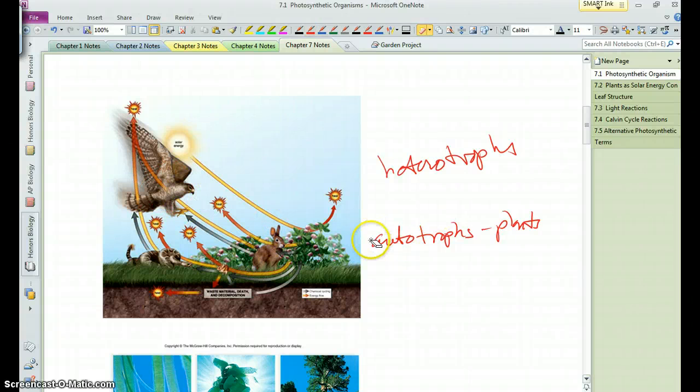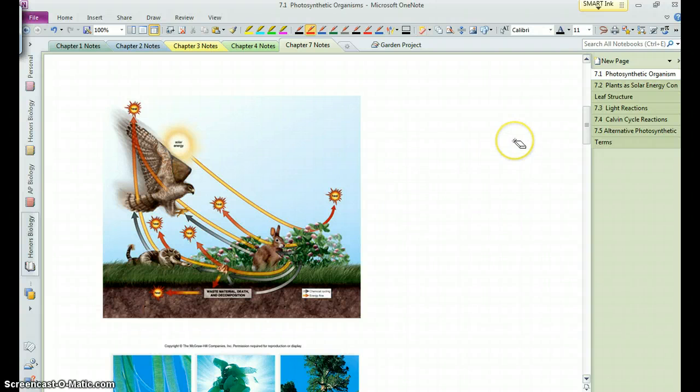You could say that basically the energy that we're getting in the foods we eat ultimately comes from the sun. And it's the plants that harness that sunlight energy and turn it into a form of energy that we can use.